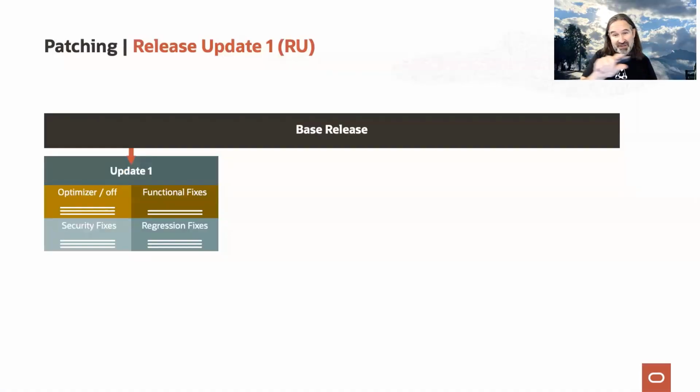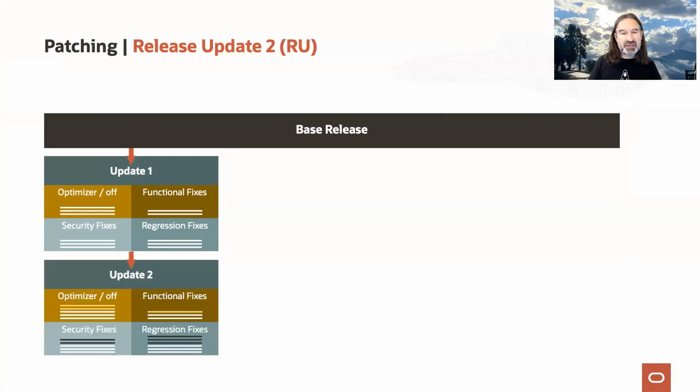So we have the base release again, and a quarter after we release the base release, we release also update 1. And you see from the contents, this is exactly the same as a bundle patch was before. So bundle patch, release update, same thing from the contents. We have security, regression fixes, functional fixes, optimizer fixes off by default. And a quarter later, we release update 2. And as before, they are cumulative.